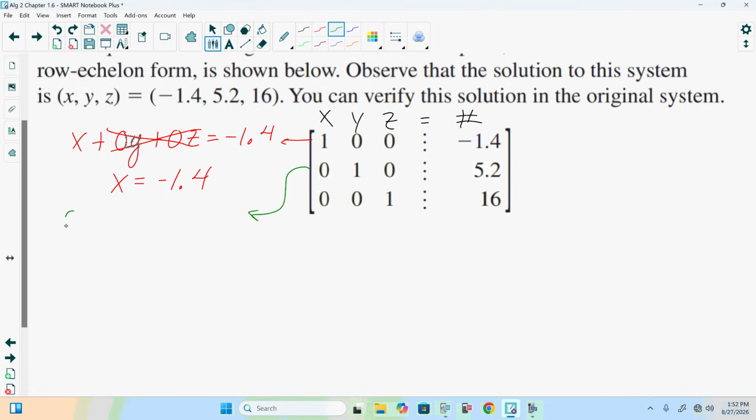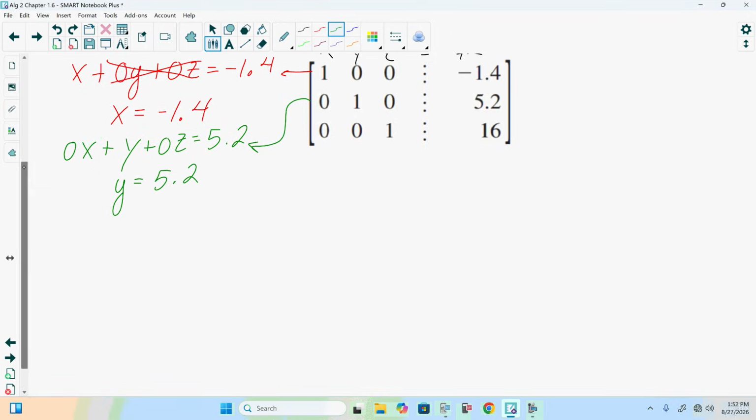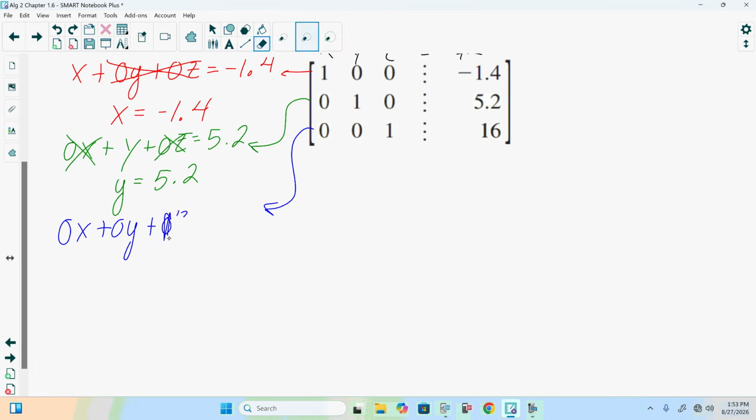The middle row, we have 0x plus 1y plus 0z is equal to 5.2. Well, that's just saying what? y is equal to 5.2. We don't care about 0x or 0z. Last row, 0x plus 0y plus, or not 0z, 1z, z is 16. We're just saying what z is.